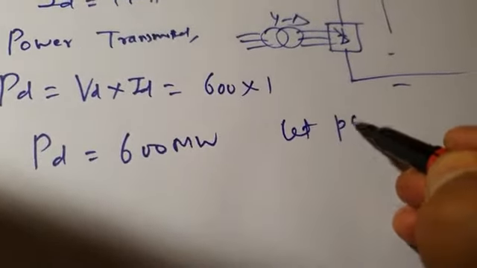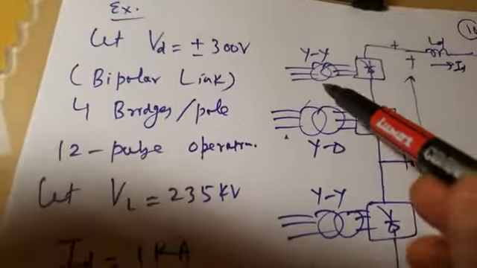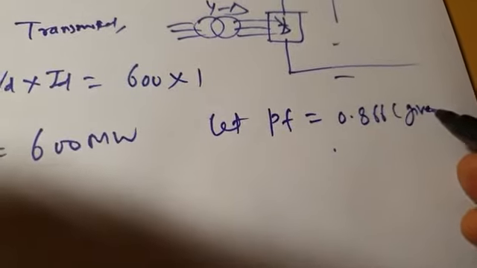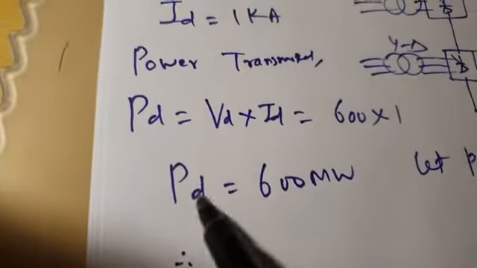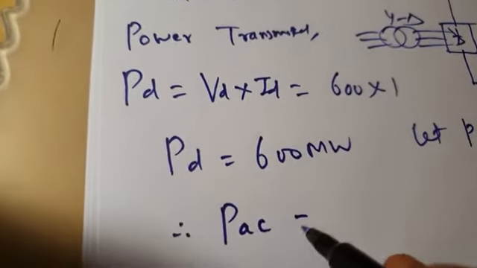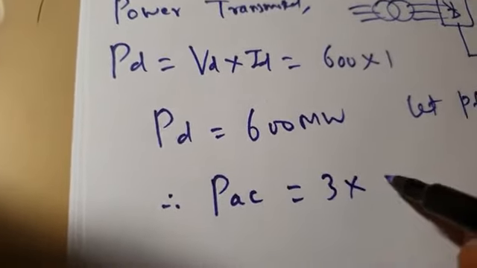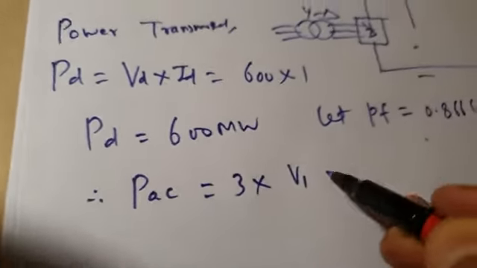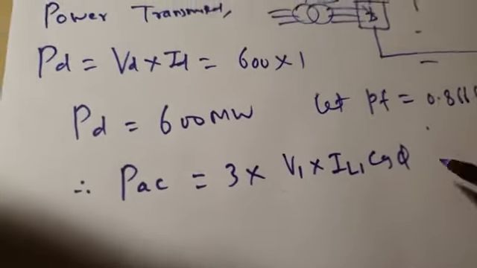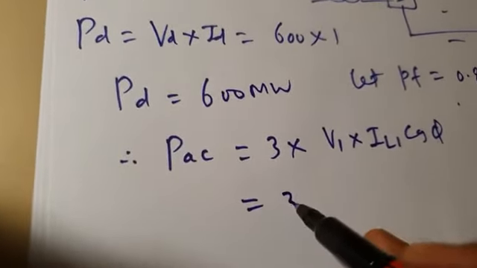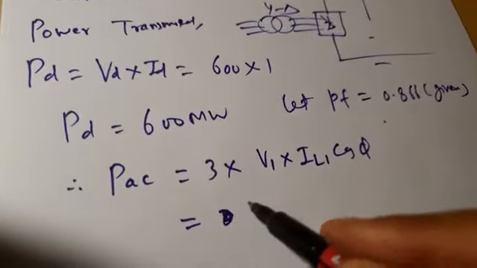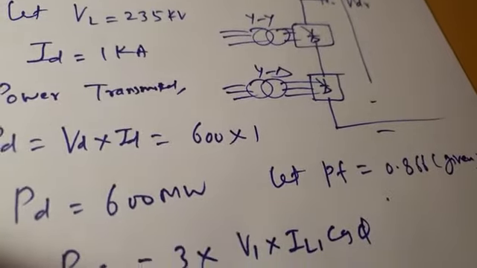Let the converter input side power factor be 0.866. It is also given in the data. So therefore, if DC side power is 600 megawatts, what is AC side power? AC side power is given by 3 times the fundamental component of phase voltage, into the fundamental component of current, into cos phi. So that is equal to 3. Say how many bridges are there? 1, 2, 3, 4. So I will multiply it by 4, because you see this is the voltage of one bridge.